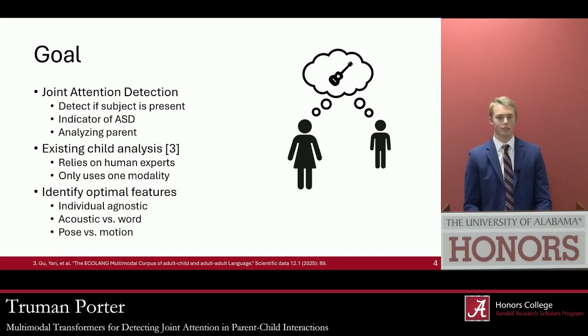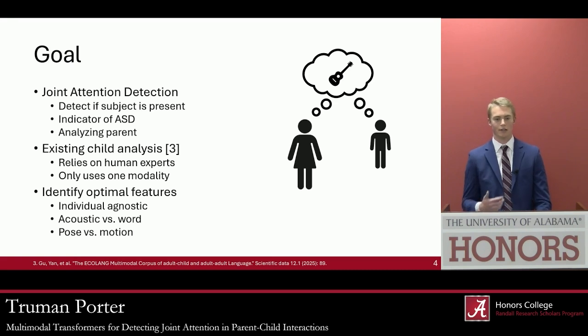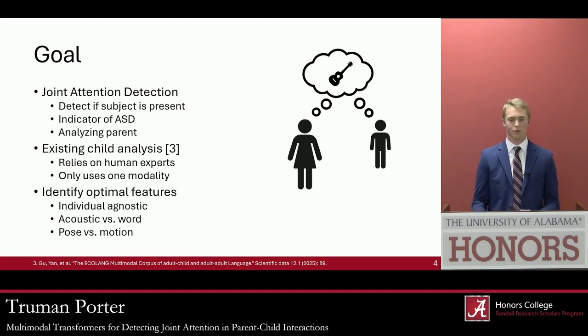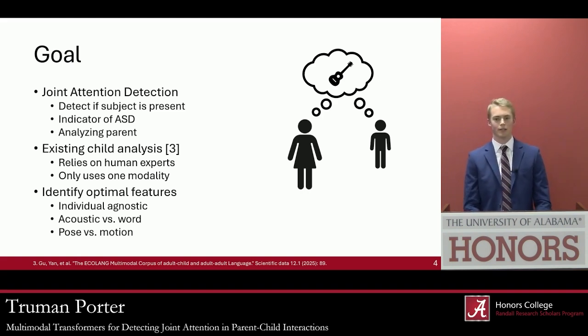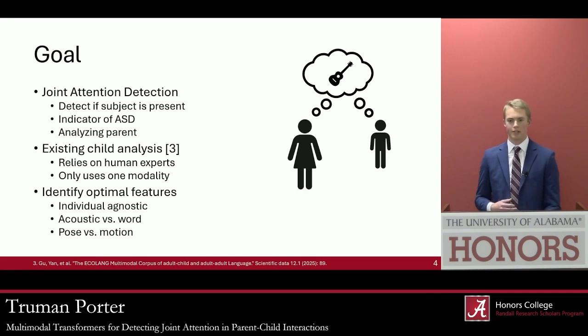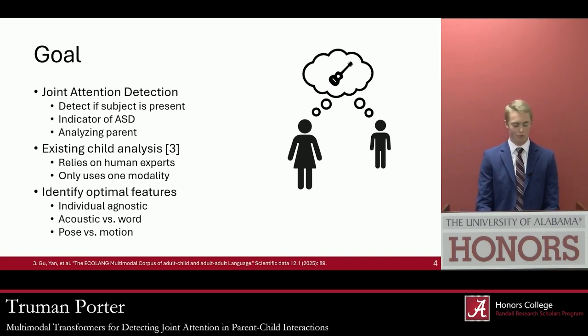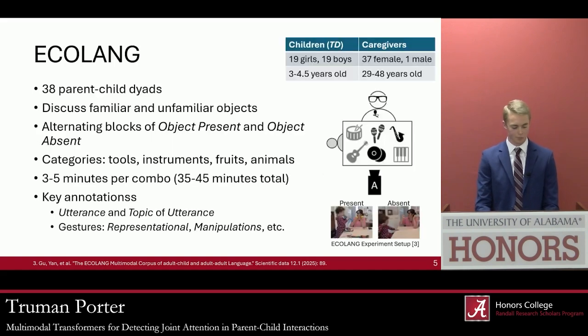Some additional sub-goals of this project are to identify optimal features when analyzing communication. So we'd like to determine if there are features that are more individual agnostic, provide a lot of information about communication without giving too much information about an individual adult. For example, when we're comparing different audio-based features, is the acoustic information better, or is transcript-based information better? Are we getting more information from the actual tones being uttered and the pitch of them, or from the specific words and their sentiment? And there's a similar question for pose versus motion when speaking about gestures.